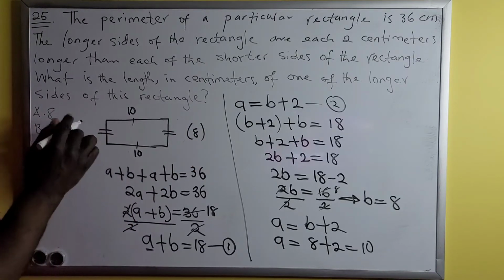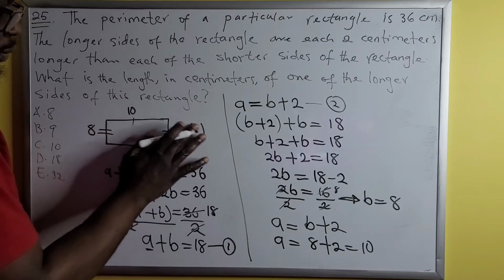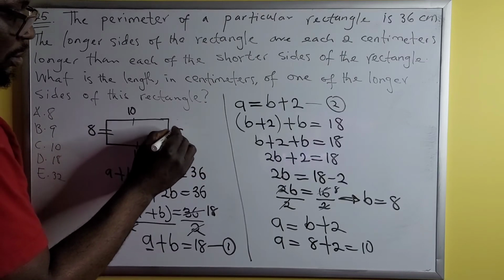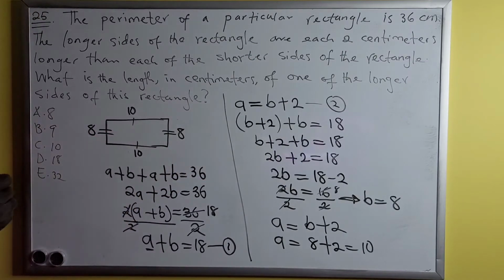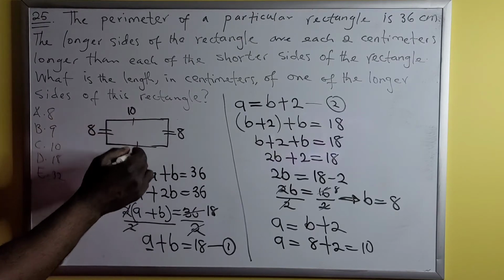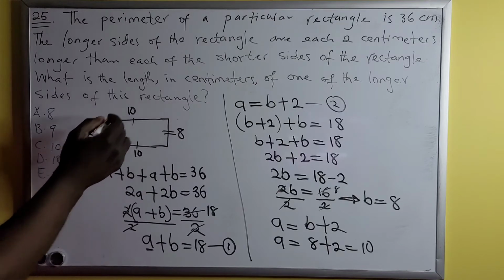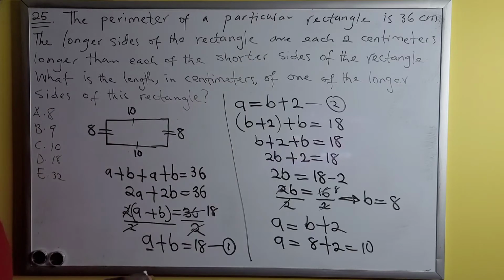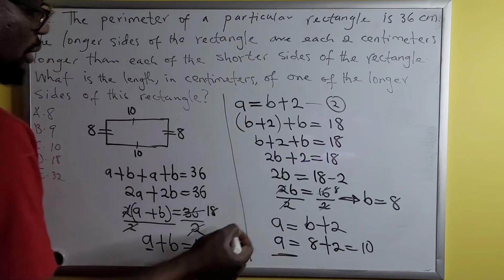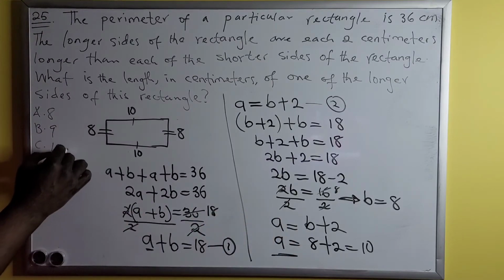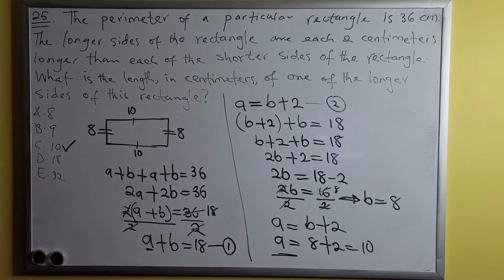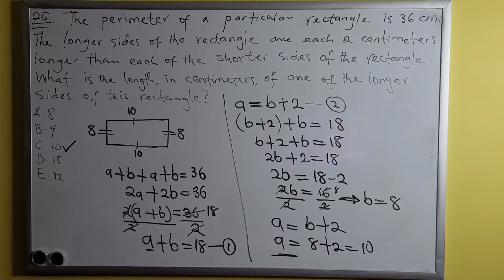So that's how you solve that question. And if you do the math, you see that 10 plus 10 is 20, 8 plus 8 is 16, and 20 plus 16 is 36. So that's correct. So anyway, our A, which is the longer side, is 10. And that'll be option C. So that is how you solve that question.